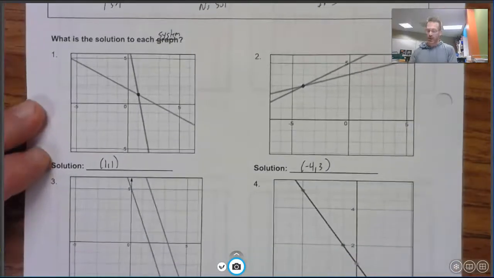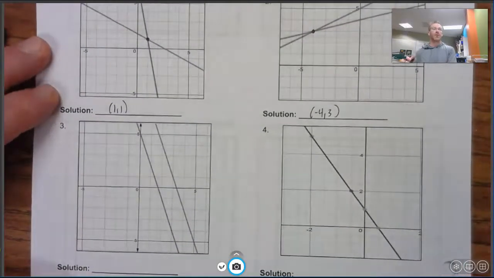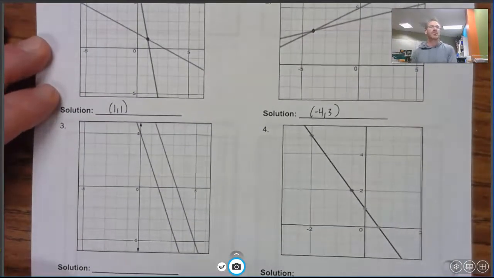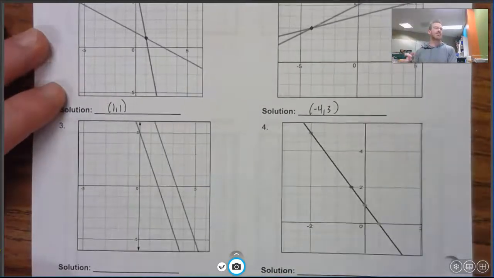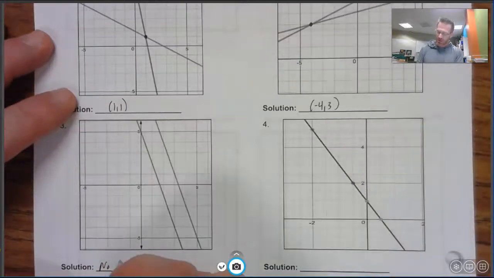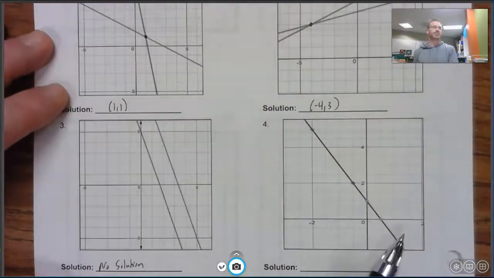All right, now when we look at number 3 here, notice we have parallel lines. We did some work in our prior unit with parallel lines that was also to help us when we get to this point. We know that parallel lines do not intersect. If they do not intersect, that means there's no solution. And so that's our answer. Don't leave it blank. So sometimes for some reason students think no solution, they just leave it blank. So write no solution.